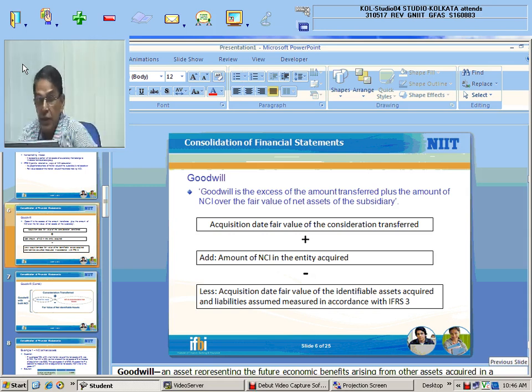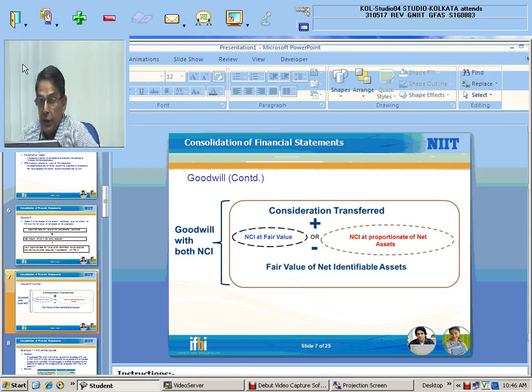So goodwill with NCI: consideration transferred plus NCI at fair value or NCI at proportionate share of net assets, minus fair value of net identifiable assets. So consideration transferred by the parent company for acquiring the subsidiary company, plus we add NCI. NCI can be calculated at fair value of the shares which are held by the non-controlling interest or minority shareholders, or NCI can be calculated at proportionate share of the net assets, minus fair value of net identifiable assets will provide us goodwill with NCI calculated in one way or the other way.